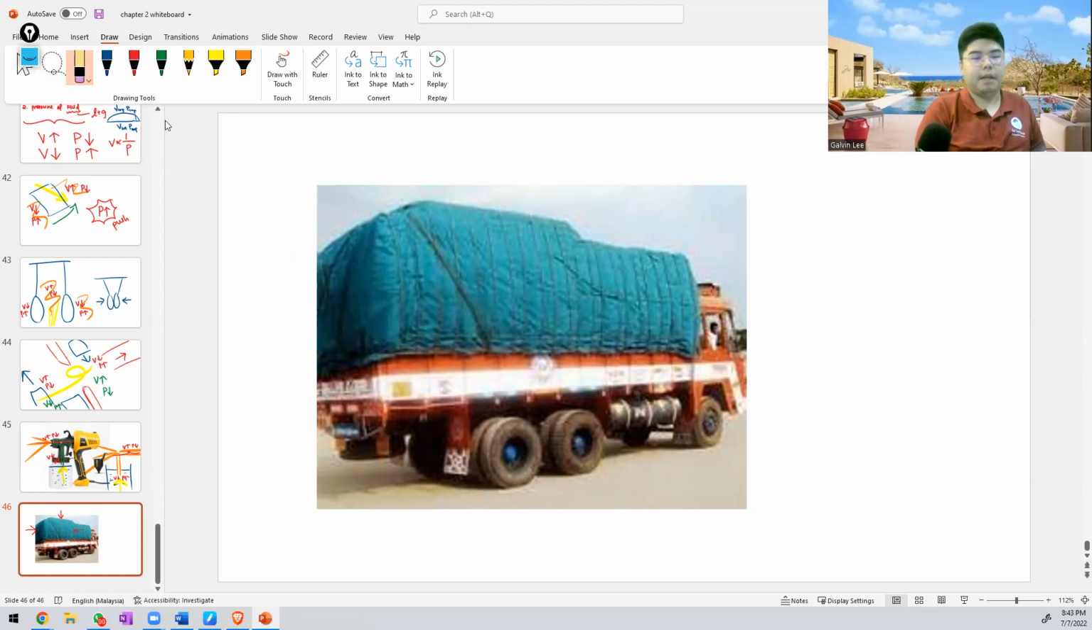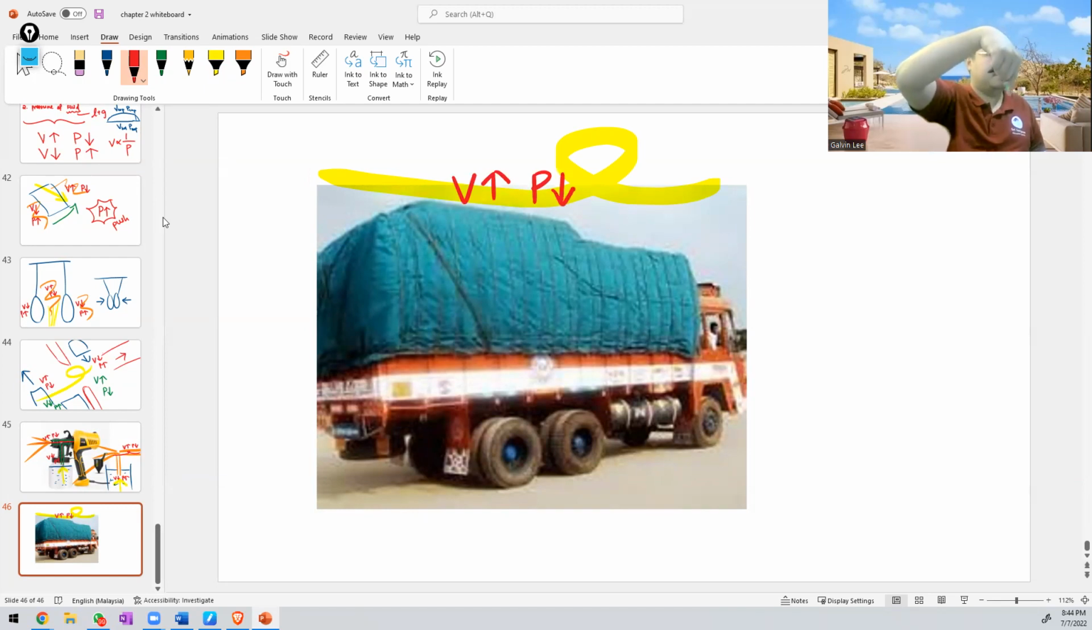When the wind blows quickly, at 100 kilometers per hour, velocity here will be high, pressure here will be low. Now, inside the lorry, underneath the tarp, under this cloth, velocity is low, pressure is high. So what actually happens is the air on the inside will push towards the outside. So that's why you will see this thing.